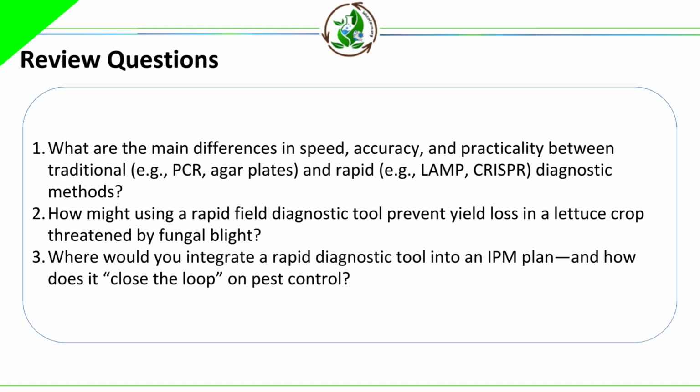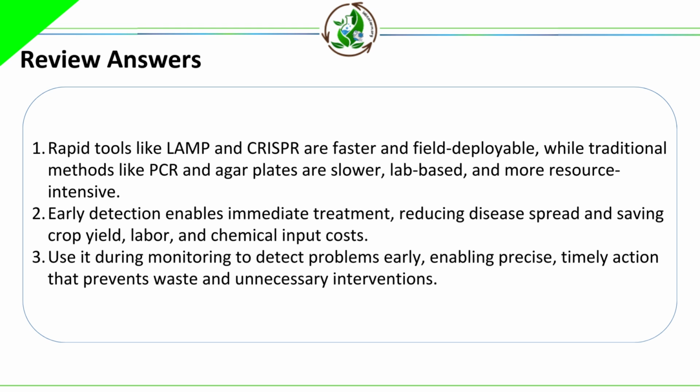Take a moment to reflect on these questions and consider how faster, smarter diagnostics can transform crop protection. Afterwards, we will discuss the answers together. Rapid tools like LAMP and CRISPR are much faster and can be deployed directly in the field, while traditional methods like PCR and agar plates are slower, require lab equipment and trained staff, and are more resource intensive.